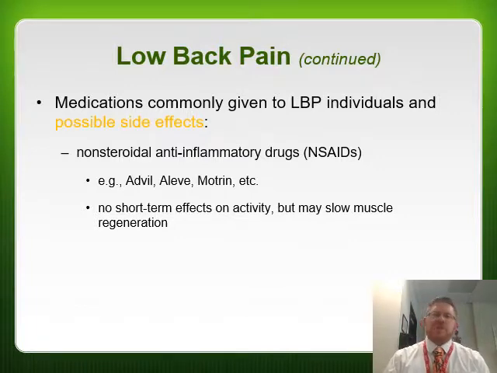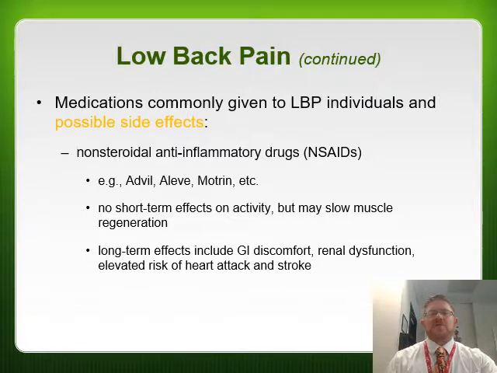But in the long term, especially if you continuously take this medication, it can slow down muscle regeneration. Other long-term effects that might come along with it are gastrointestinal discomfort, possibly some kidney dysfunction, and then an elevated risk of heart attacks and strokes. So taking any medication, while it might alleviate pain in the short term, has consequences, and that's why we're talking about exercise this month as medicine, essentially.